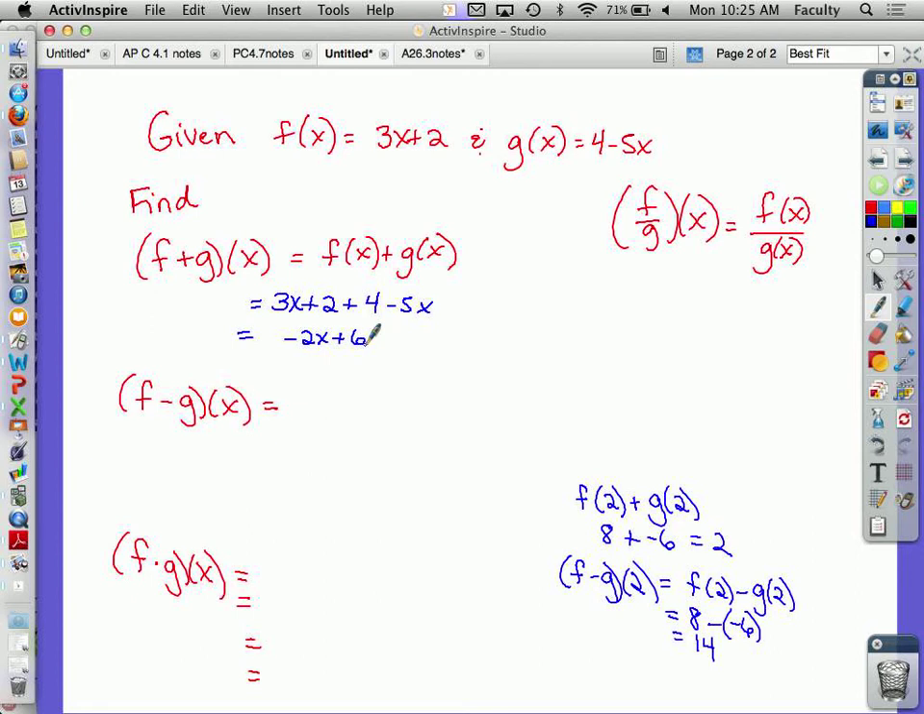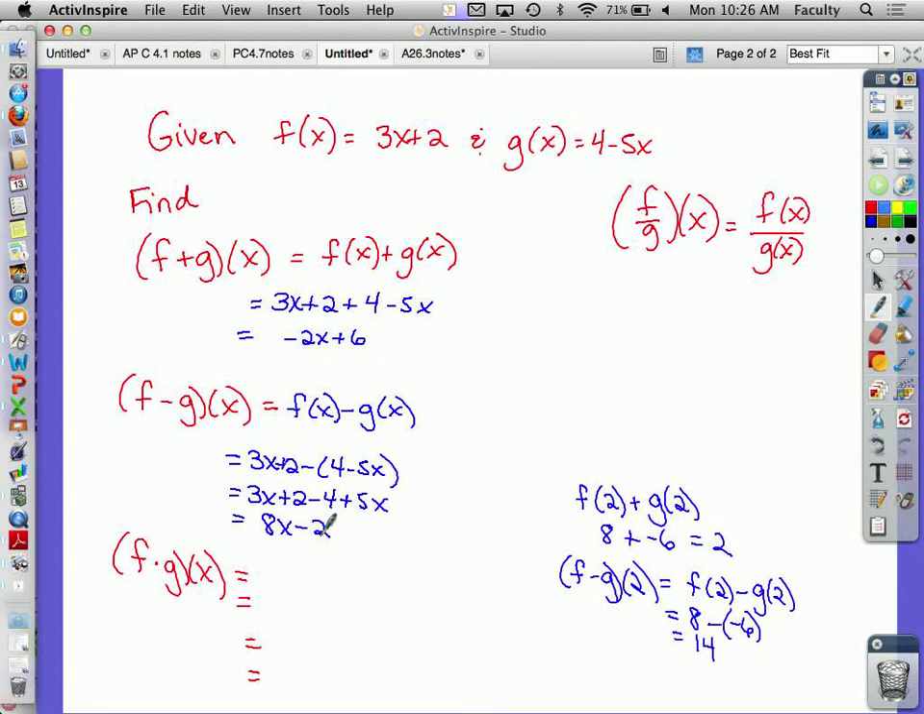In the second one, if I have f minus g of x, this stands for f of x minus g of x. So go ahead and do this one. Let me give you a head start. You should be getting 8x minus 2. Okay, be careful with that distributive property.